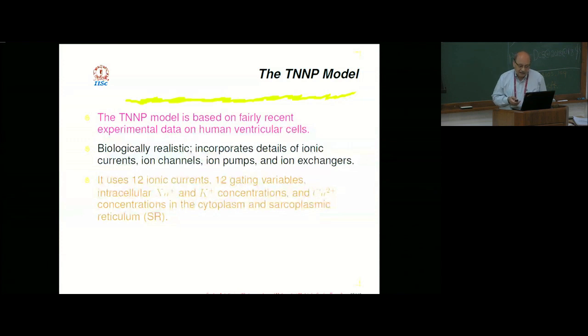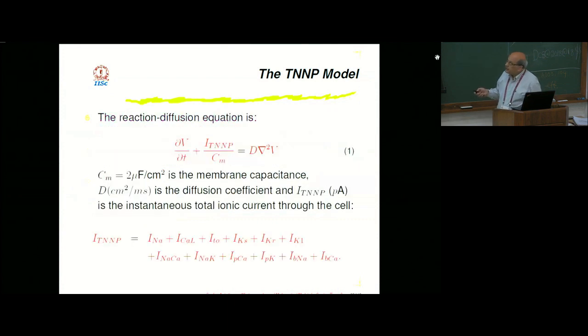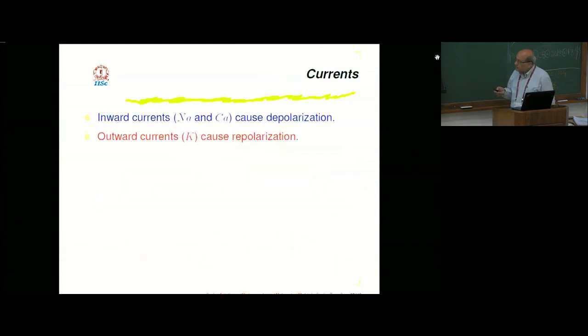This has 12 ionic currents, 12 gating variables, intracellular sodium ions, potassium ions, calcium ions, and their concentrations in the cytoplasm and the sarcoplasmic reticulum. So again, basically a reaction diffusion equation, which you might think is very nice and very simple. It almost looks linear until you ask what is in this current, and the subscript TNNP just refers to the model. Well, this current is a sum of several currents from ion channels, ion exchangers, and so on, each with its own subscript. And the inward currents are because of sodium and calcium, the outward ones because of potassium.